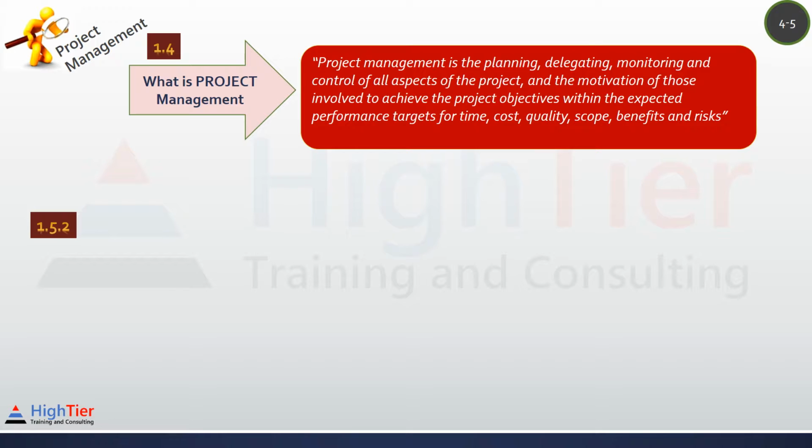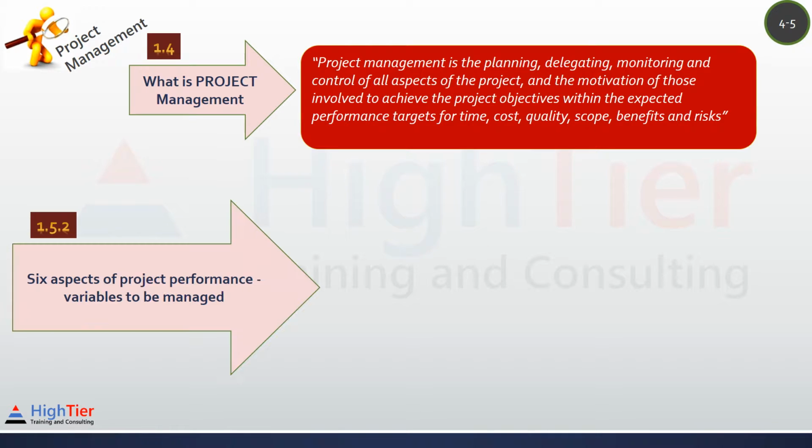The purpose of project management is to keep control over the specialist work required to create the project's products, or to make sure the roofing contractor doesn't arrive before the walls are built if you are building a house. So, what is it we wish to control? There are 6 variables involved in any project and therefore 6 aspects of project performance to be managed.